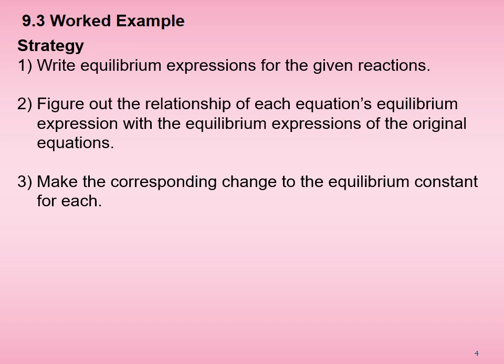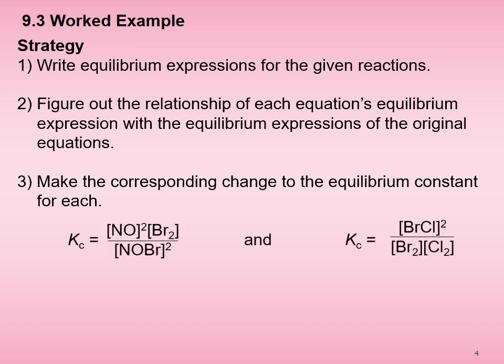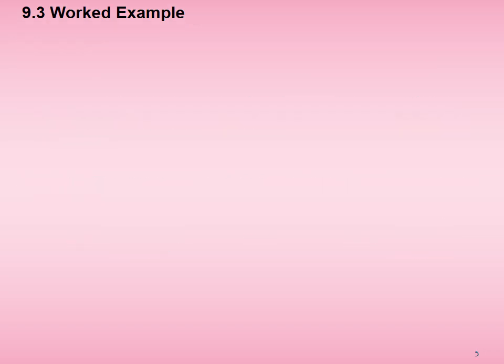Thus, for the first reaction, Kc equals the concentration of NO raised to power 2 times the concentration of Br2 divided by the concentration of NOBr raised to the power of 2. For the second reaction, Kc equals the concentration of BrCl raised to power 2 divided by the concentration of Br2 and the concentration of Cl2.